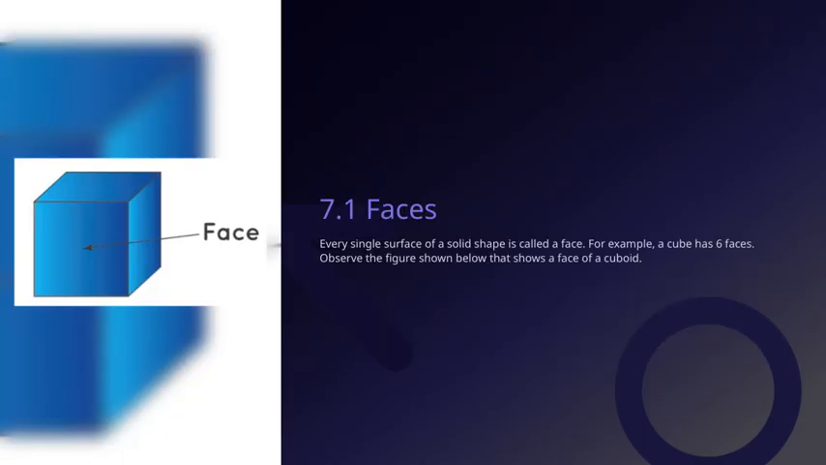Let's talk about faces on solid shapes. Every single surface of a solid shape is called a face. For example, if you look at a cube, it has 6 faces, 1 on each side. Now, take a moment to observe the figure shown below, which highlights a face of a cuboid. As you can see, each face is a flat surface, and understanding these faces helps us better comprehend the structure of 3-dimensional objects. Recognizing faces is a fundamental part of understanding how these shapes are built and how they differ from each other. So, whenever we analyze a solid shape, identifying its faces is one of the first steps.